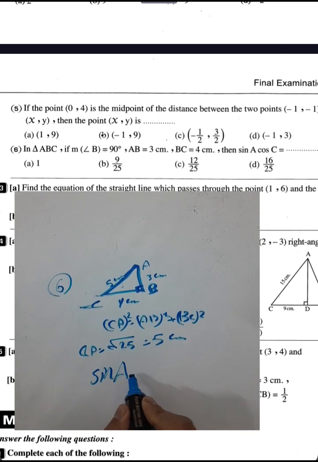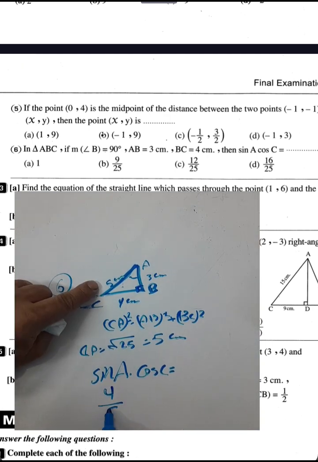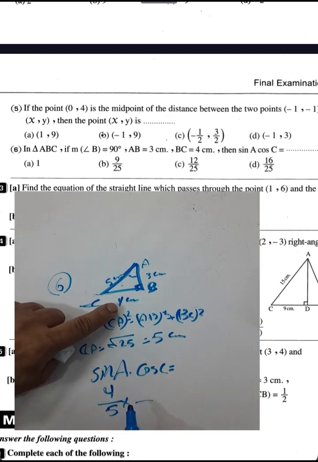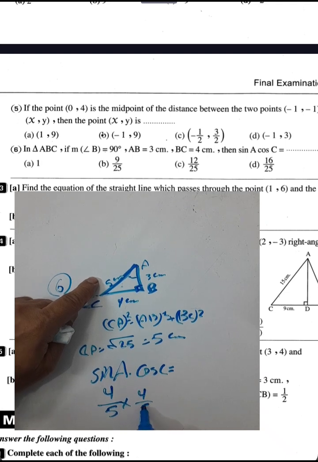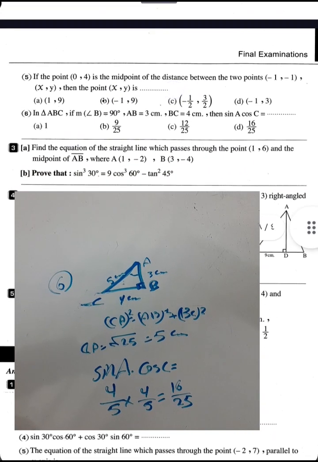And then we can find sine A dot cosine C. Sine A will be opposite over hypotenuse. Cosine C is 4 over hypotenuse. The result will be 16 over 25. Choose letter D for question number 6. Now complete with me question number 3.